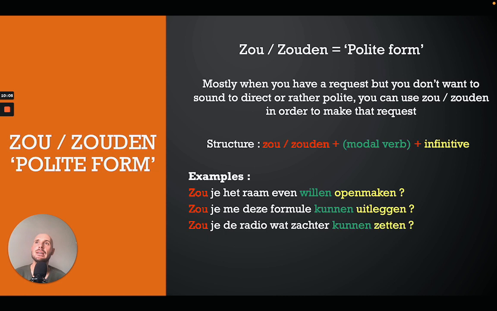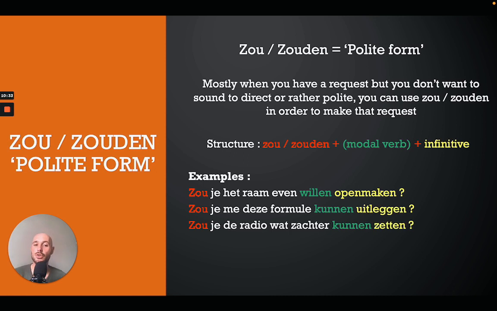Let's take a look at the examples. Let's clarify the theory. Examples. Zou je het raam even willen openmaken? Okay? Would you be as kind, because that's actually what it means, would you be as kind as to open the window? Right? So zou would be would, or would you be as kind? Willen, want, that would be your modal verb, and openmaken, to open, that would be your infinitive.